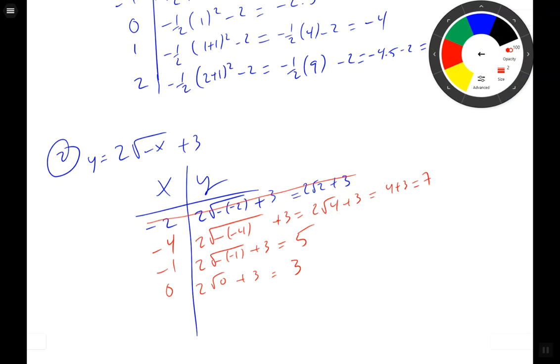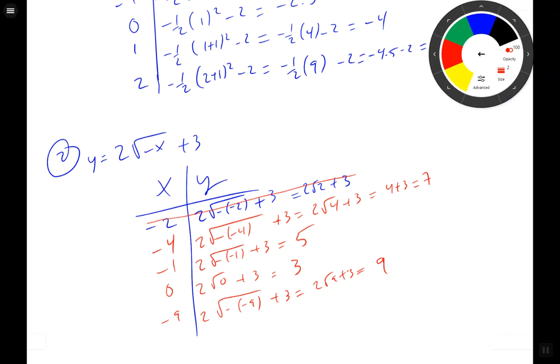Can I put in 1 and keep it real? If I put in 1, do I get a square root of negative 1? Is square root of negative 1 imaginary? Yeah, because we're just going to do positive, so do I get to stop there? I could put in a negative 9 if I wanted to. Negative 9 works. 2 square root of negative 9 plus 3 is going to be 2 square root of 9 plus 3, which is 2 times 3, which is 6, plus 3 is 9. So negative 9 works.